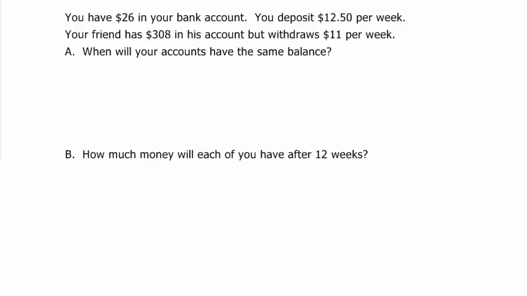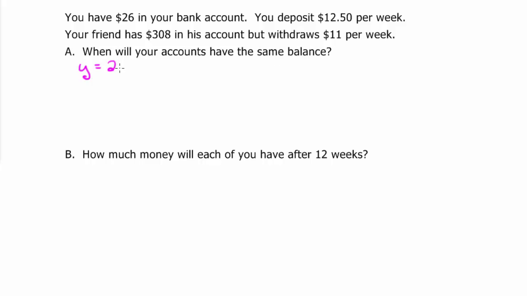Okay, this next one, you have $26 in your bank account. You deposit $12.50 per week. Your friend has $308 in his account, but withdraws $11 per week. Find when your accounts have the same balance. Okay, so there's a few things we have to come up with. We have to come up with our equations. Okay, so this is you.